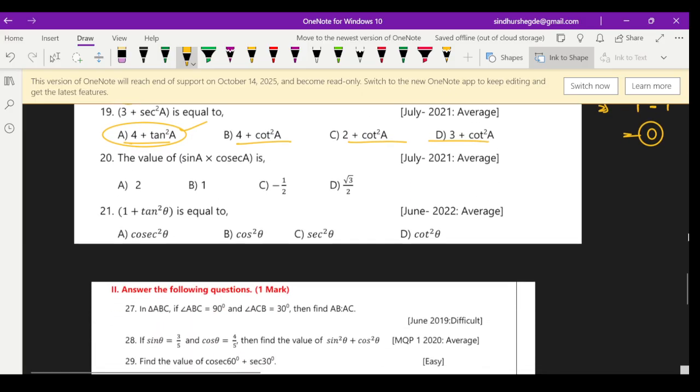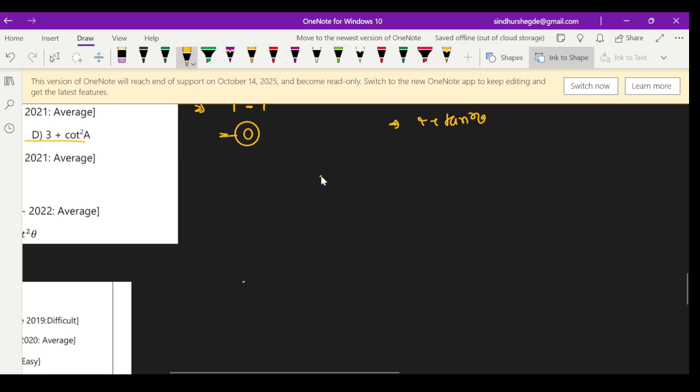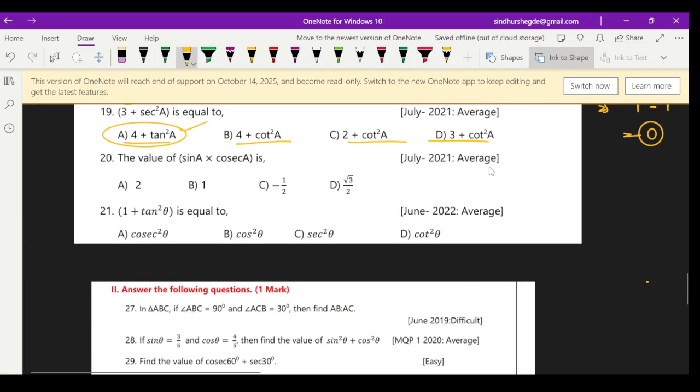So value of sin A into cosecant A, again write down sin A into cosecant A. What is cosecant A? This is 1 by sin A, always remember. So reciprocal of sin A. Sin A will get cancelled with each other. So 1. Sin A into cosecant A is 1.